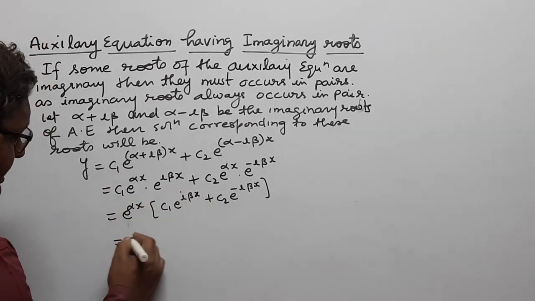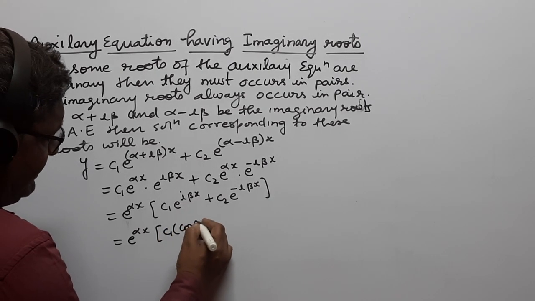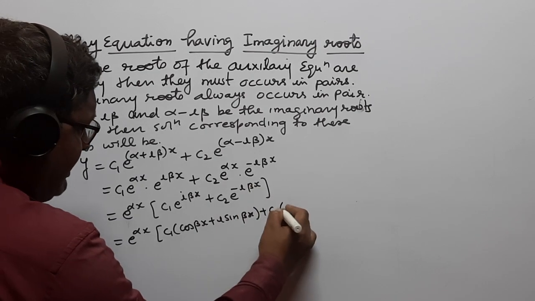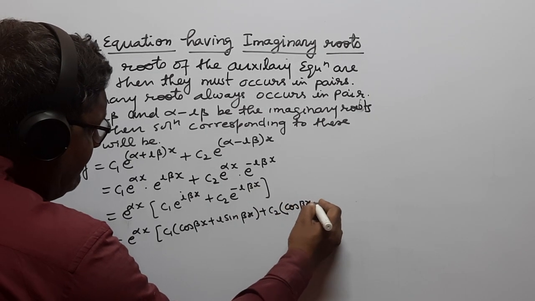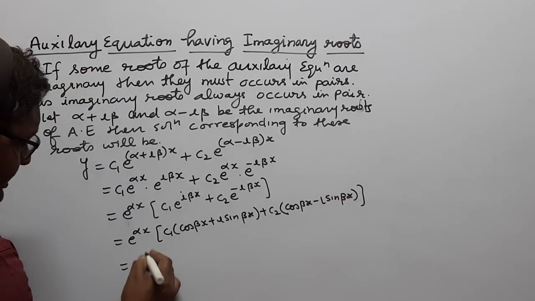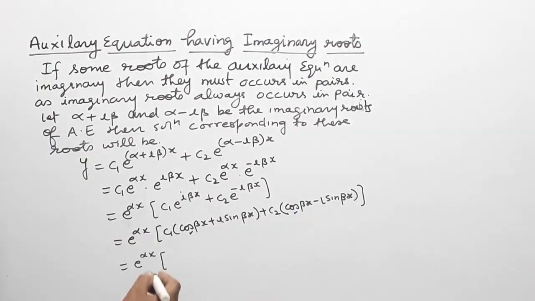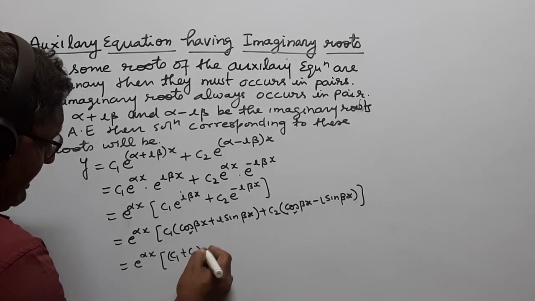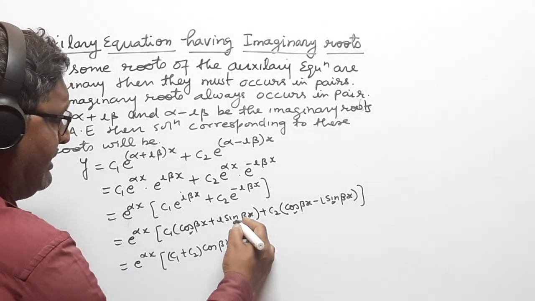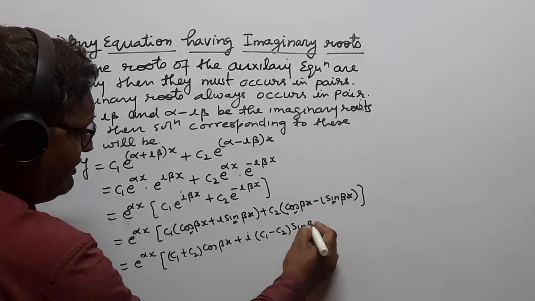You know that e to the power i beta x can be written as cos beta x plus i sin beta x. Similarly, e to the power minus i beta x can be written as cos beta x minus i sin beta x. Now, with e to the power alpha x, you can see cos beta x is common, so we get c1 plus c2 in bracket times cos beta x. Similarly, here we take i common, so c1 minus c2 times sin beta x.